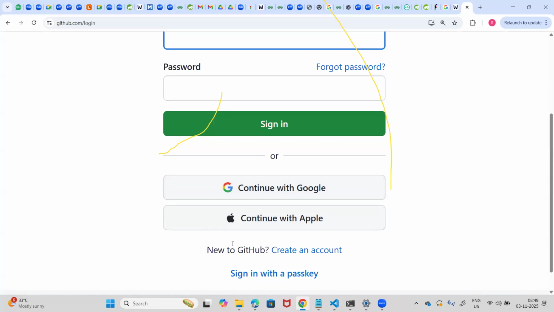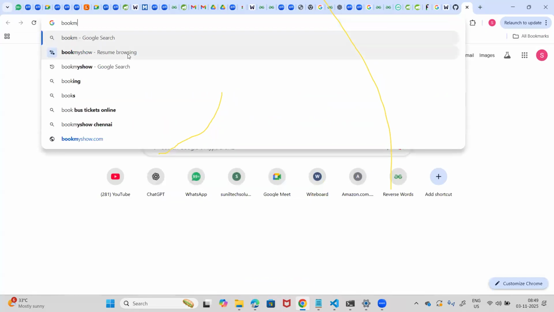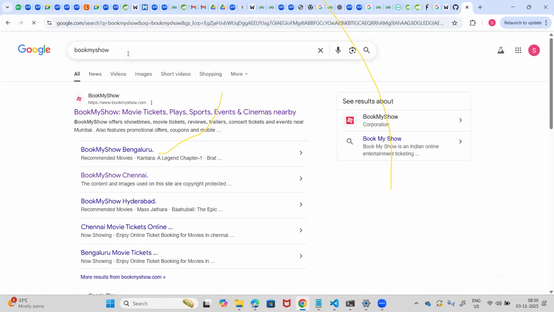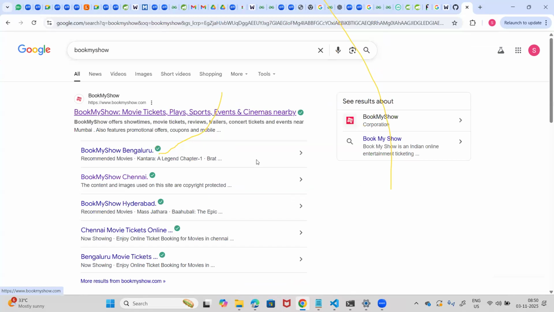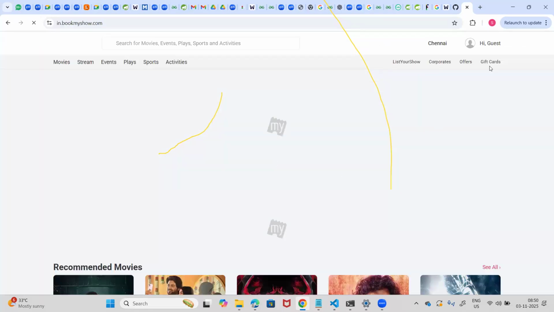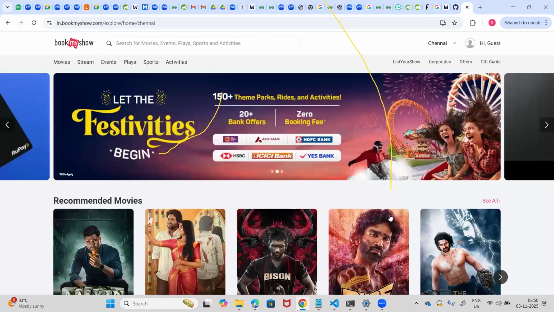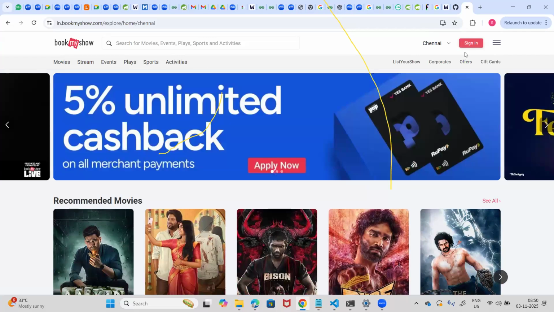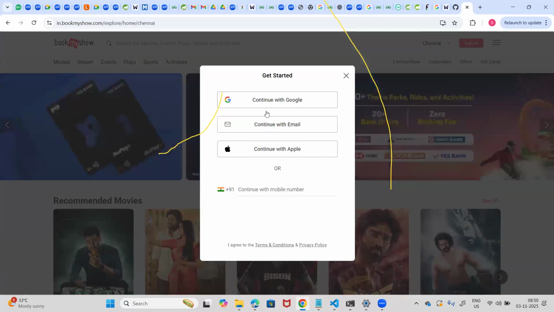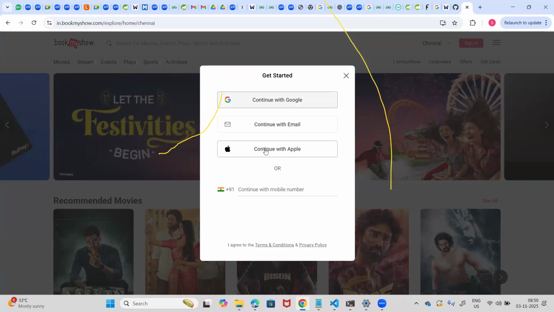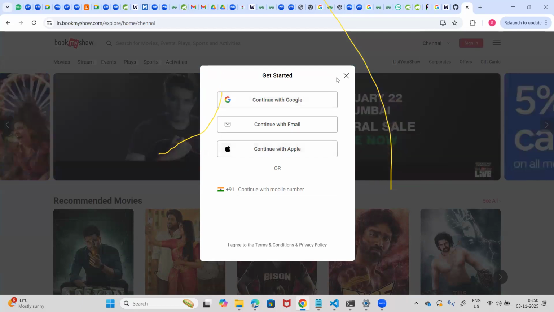Yeah, Facebook will be there definitely, guys. Okay, so yeah, come on. If you take the Book My Show application, the famous site for us, right? Is it famous or not, guys? Yes, famous, right? So I think I already logged in. Sign out. See, guys, continue with Google, email, and Apple, guys. Okay, clear? Like this.